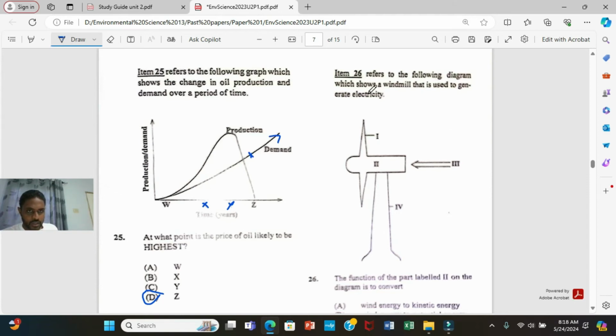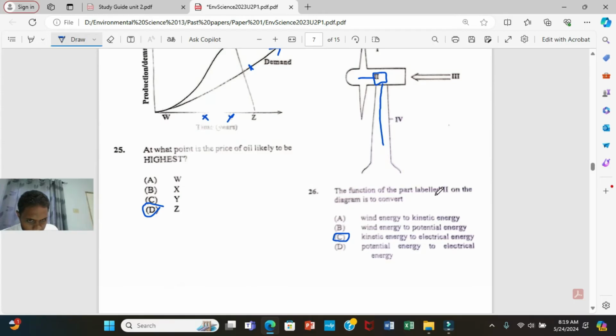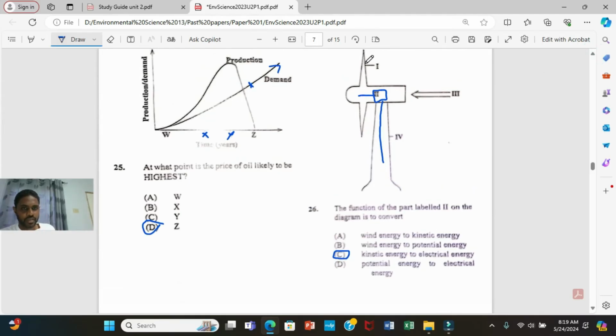26, item 26 refers to the following diagram, which shows a windmill that is used to generate electricity. The function of the part labeled 2 on the diagram is to convert, it would convert C, guys, kinetic energy to electrical energy, because the wind here will turn the turbine, will turn the mill and the turbine. The turbine would now become kinetic energy, and that kinetic energy is now turning that generator, and the generator will produce electricity. So my best answer is C, guys.